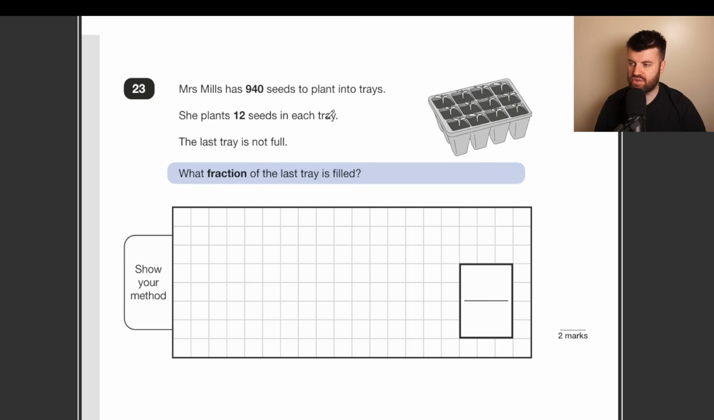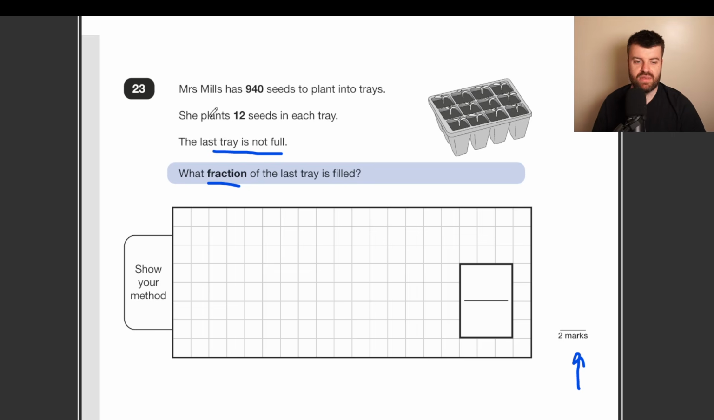Mrs. Mills has 940 seeds to plant into trays. She plants 12 seeds in each tray. The last tray is not full. Now, quite often, questions would stop here and say, how many seeds were left over? Or how many seeds were in the last tray? And that's a classic remainder question. This is just another example of how this test makes it incredibly hard. What fraction of the last tray was filled? It just gives you another step. And it's still only for 2 marks. And I must say, I thought this was really harsh, guys.